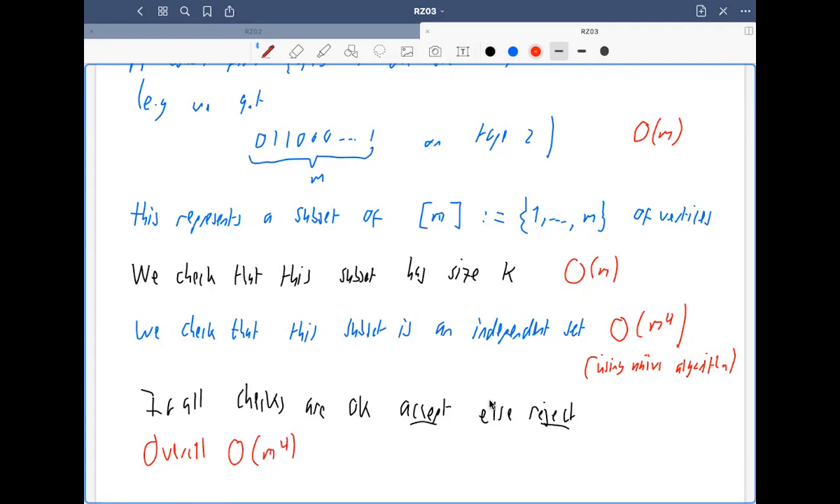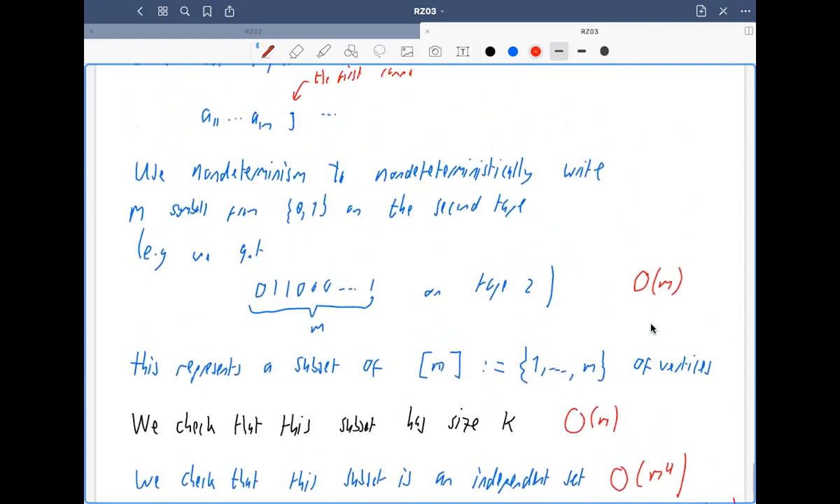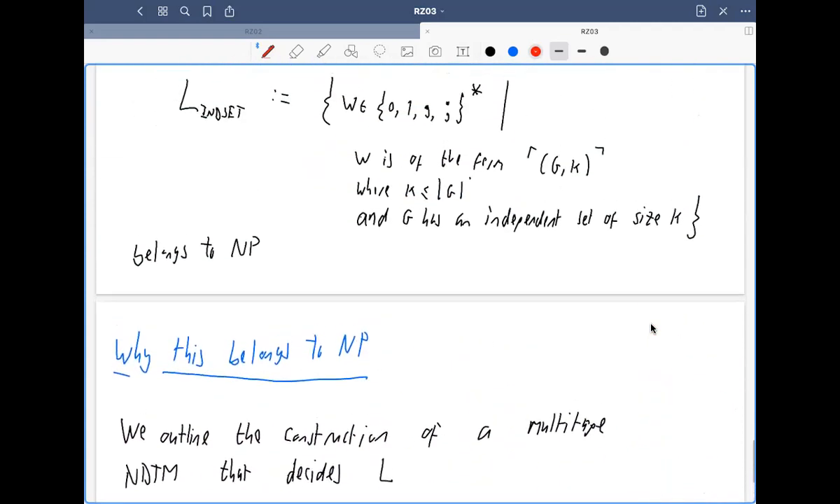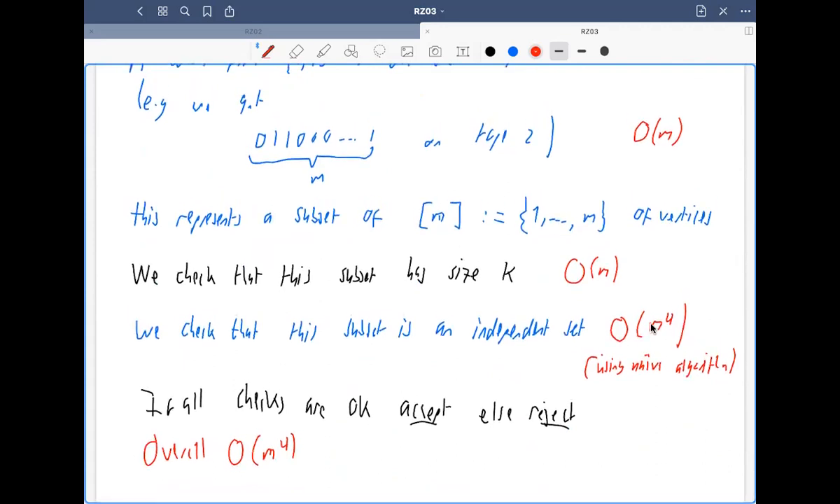But actually m is the size of the graph. And m was the square root of the size of the input. The input was m squared plus something, was m squared plus m plus log m, etc. But m is basically the square root of the size of the input. So the big O of m to the 4 is quadratic in the size of the input. This is certainly polynomially time bounded.